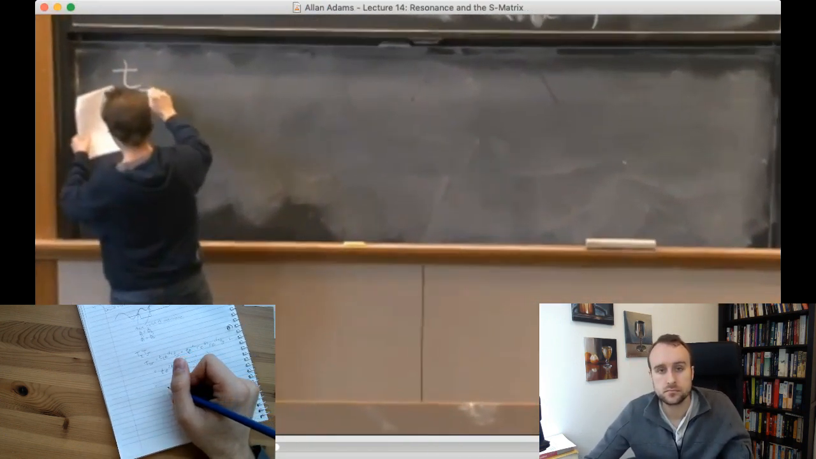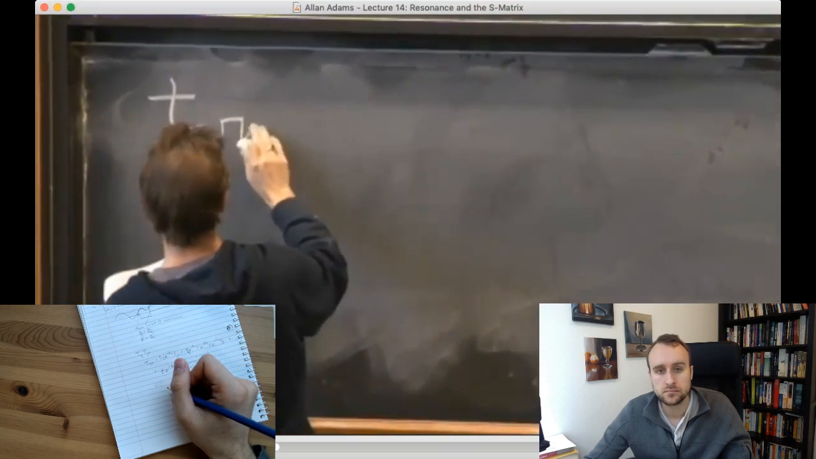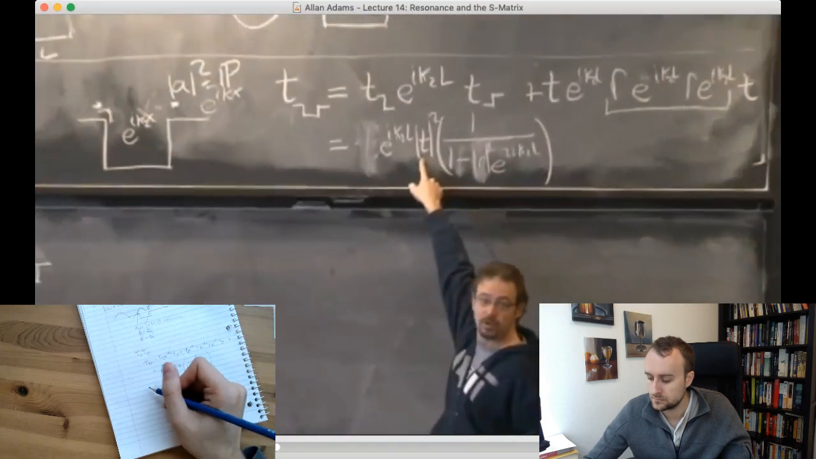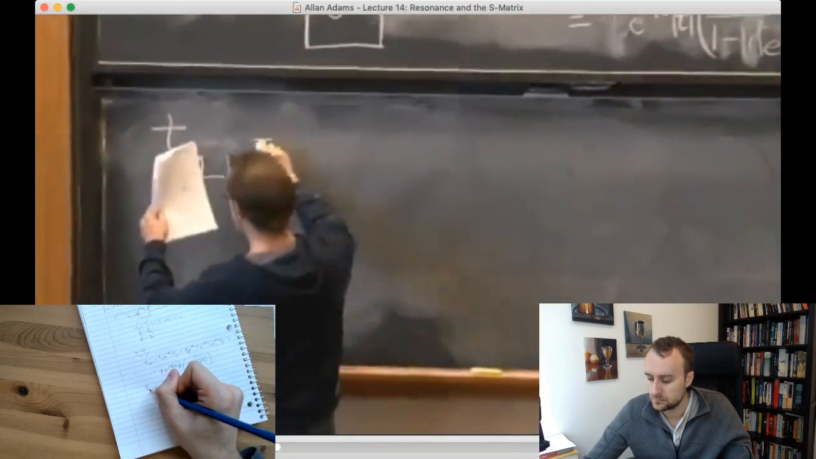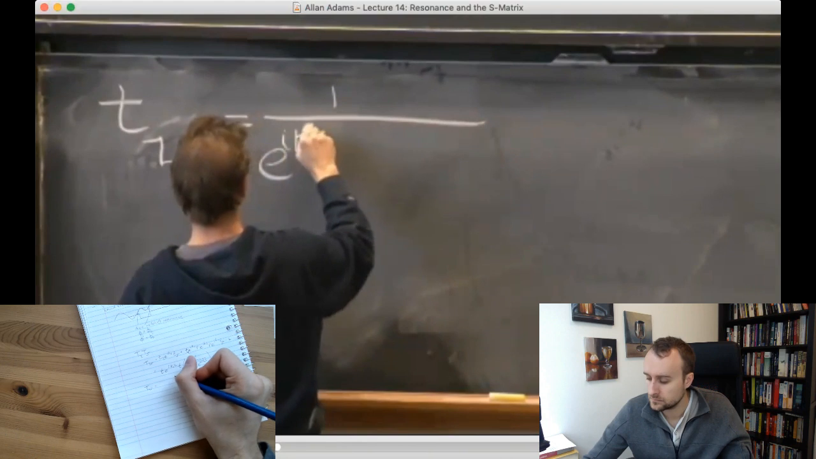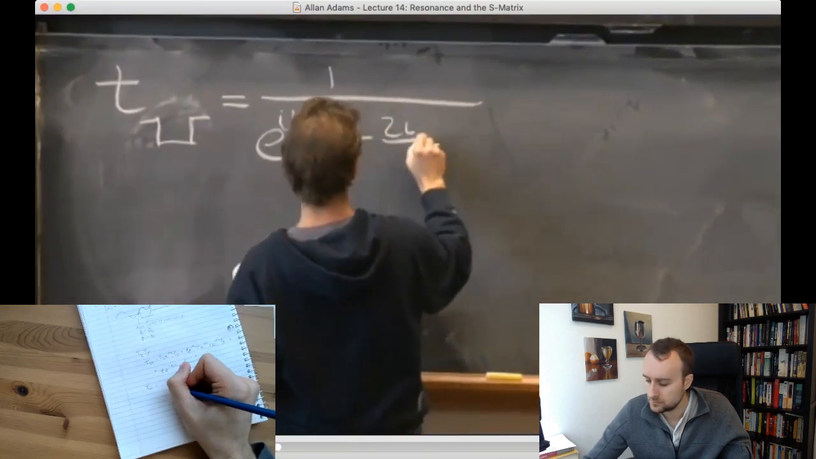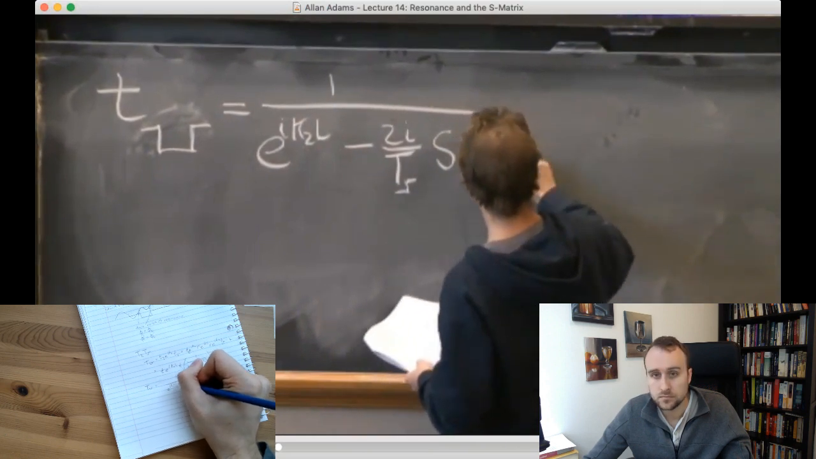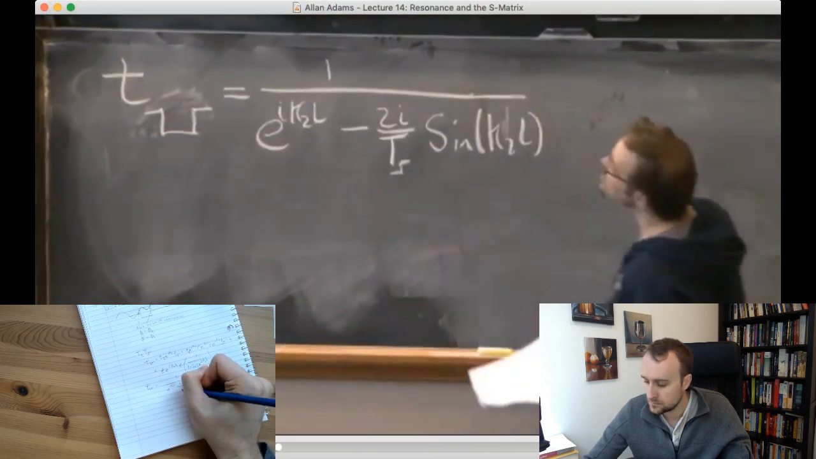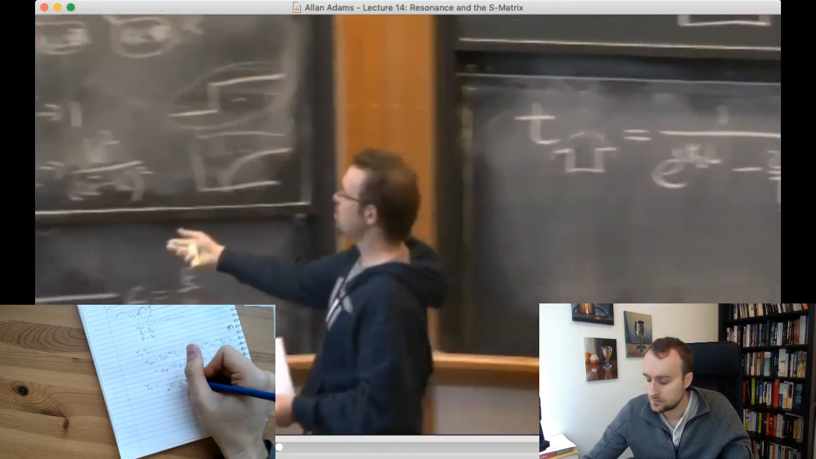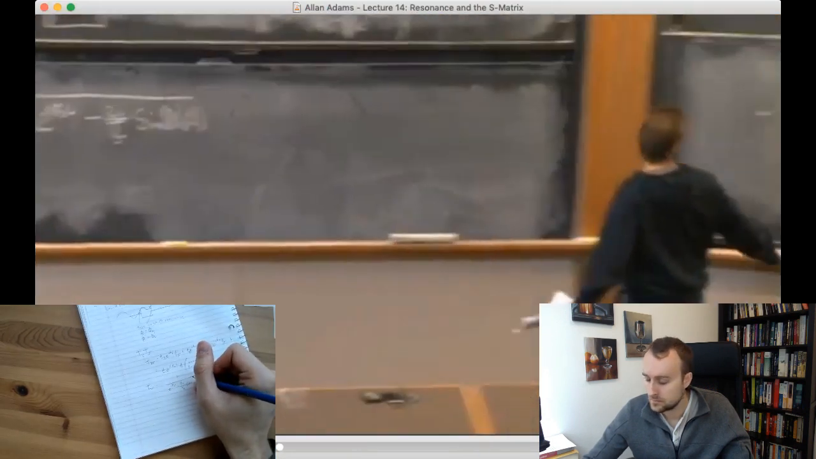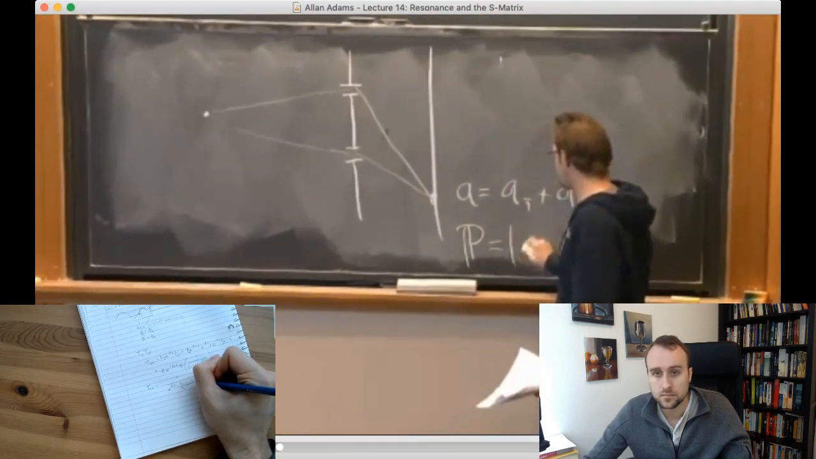And if we use what the reflection and transmission amplitudes were for our step wells, the answer that this gives is 1 over e to the i k2 l minus 2i upon the transmission for a step times sine of k prime l, or sorry, k2 l. Now this isn't the same as the probability that we derived over here. But that's because this isn't the probability, this was the amplitude. We just computed the total amplitude. To get the probability, we have to take the norm squared of the amplitude.